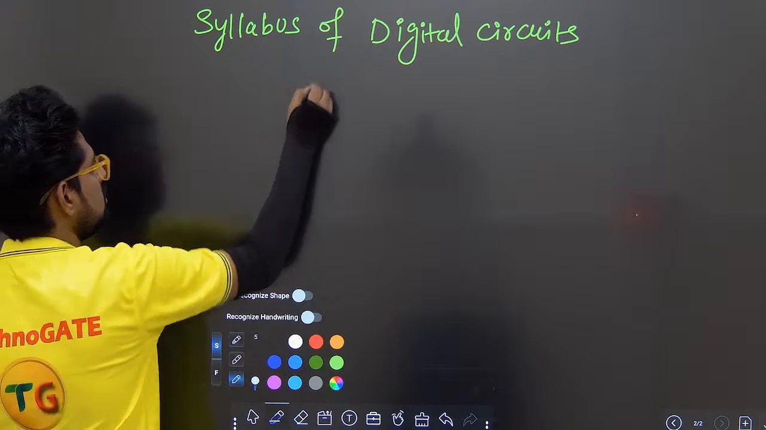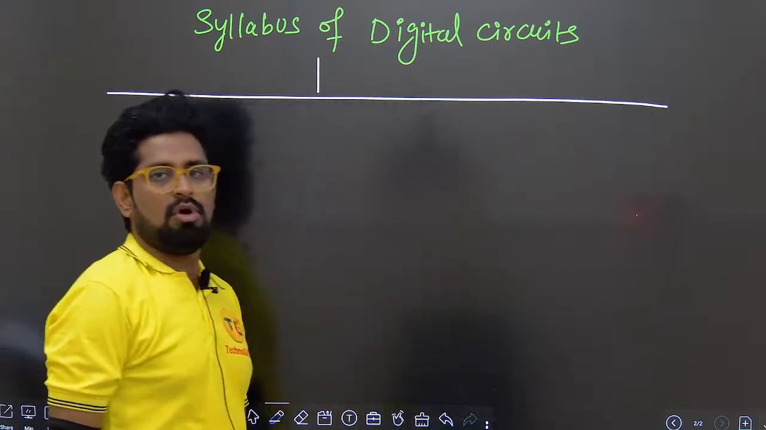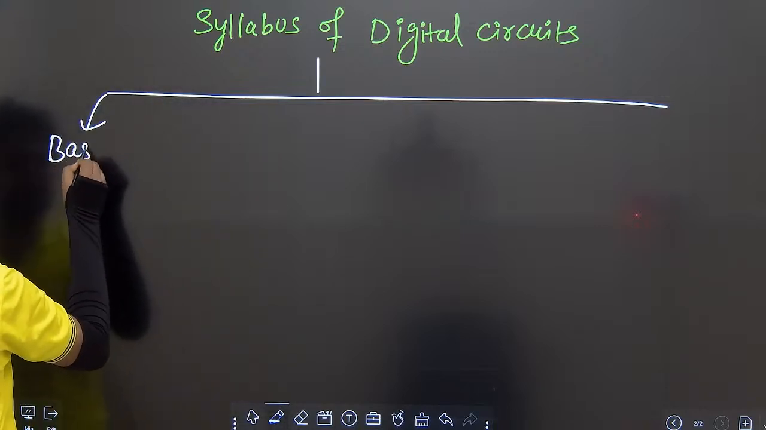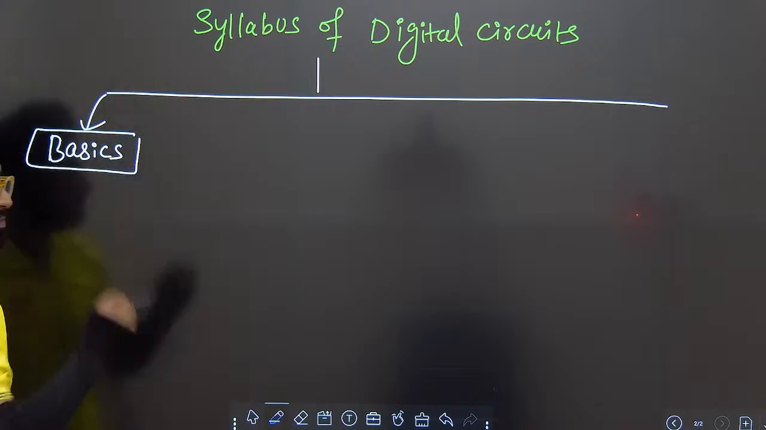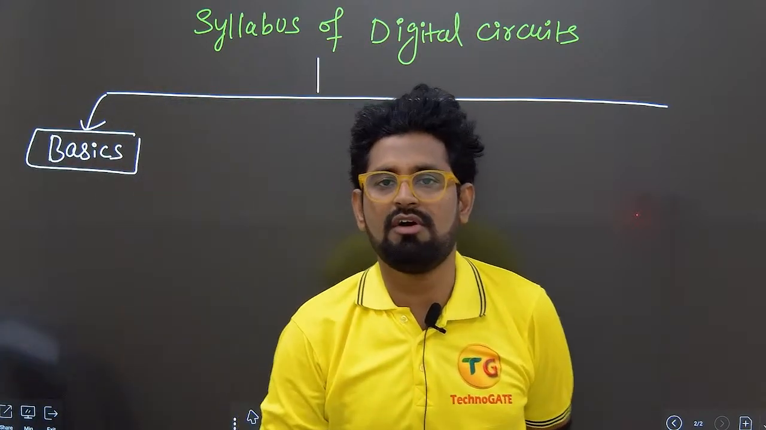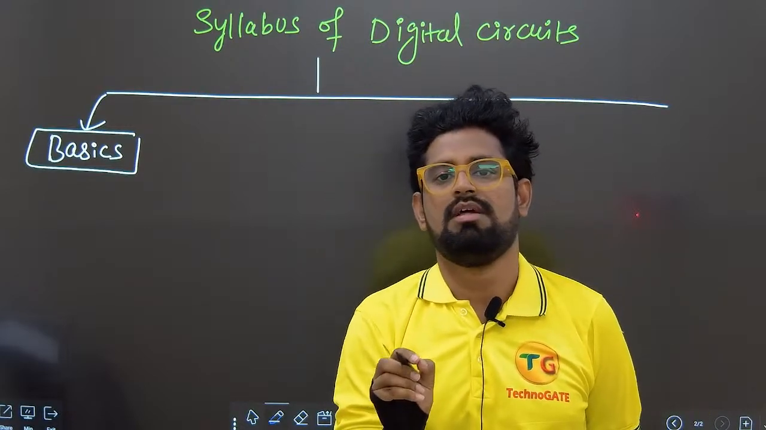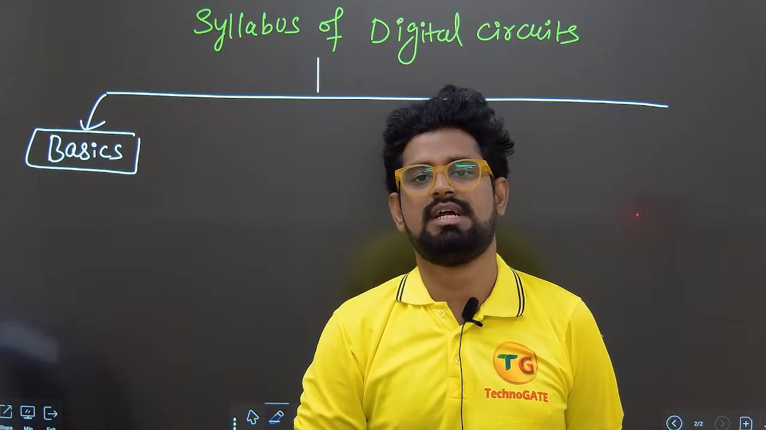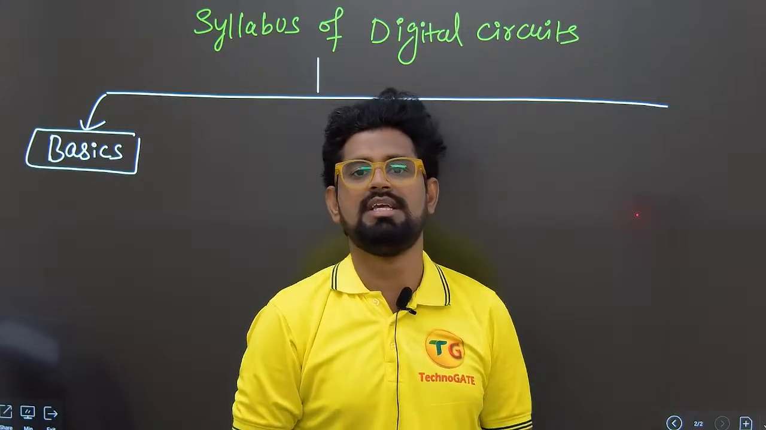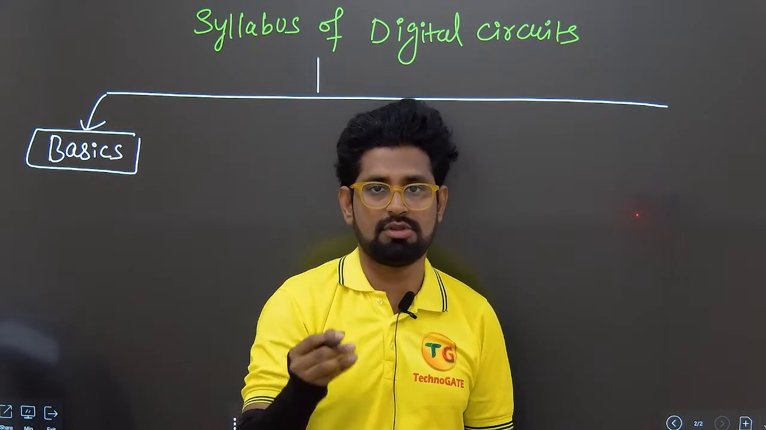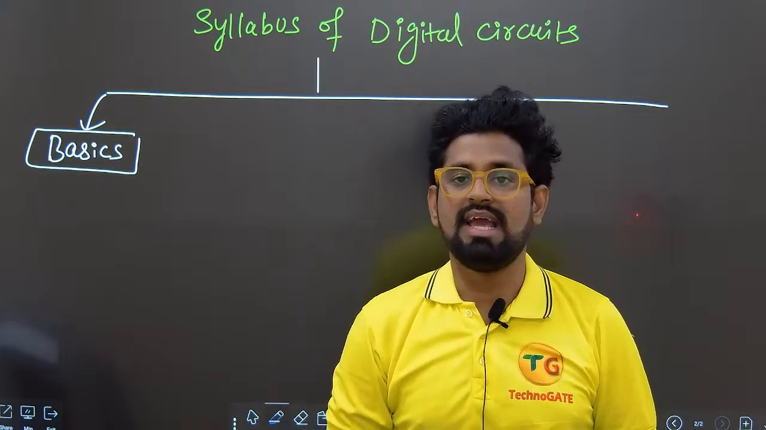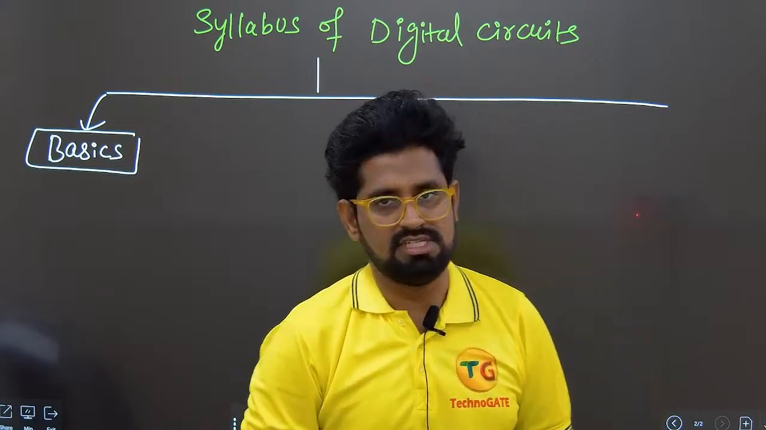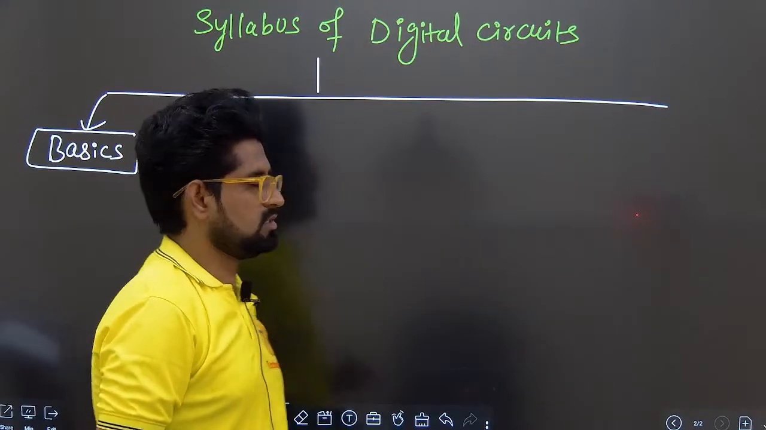So in the syllabus, the first module that we are going to discuss here is basics. Under the basics, I am going to cover three topics. The first topic is number systems and their conversions. The second topic is data representation. The third topic is binary codes. And some basics like binary addition, binary subtraction, binary multiplication and binary division. All this comes under basics. So let me write the basics.